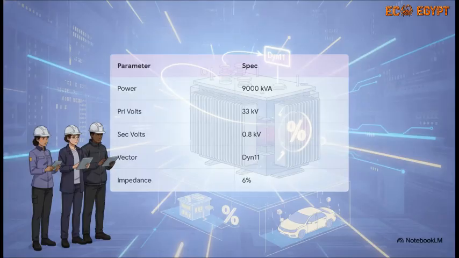And that's exactly why establishing your design basis is so critical. Take this 9 MVA step-down power transformer, for example. You aren't just guessing here. You're defining non-negotiable parameters, stepping down 33 kV to 0.8 kV, specifying a DIN 11 vector group, and locking in a 6% impedance voltage. And why does that exactness matter? Because being just 1 percentage point off on your impedance completely changes your short-circuit thermal calculations downstream. These numbers create a mathematical butterfly effect that dictates the safety of the entire facility.